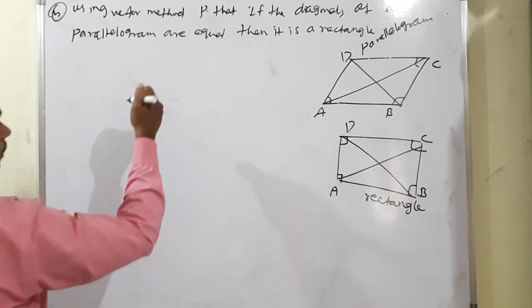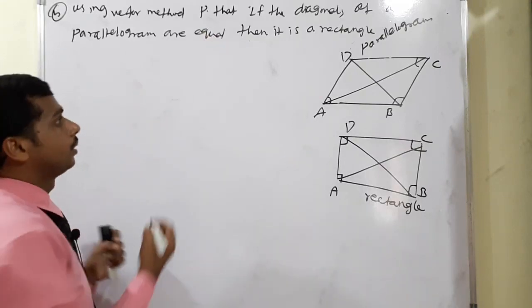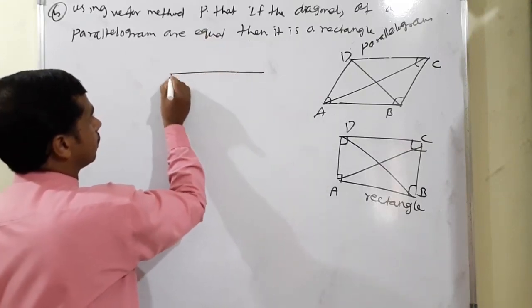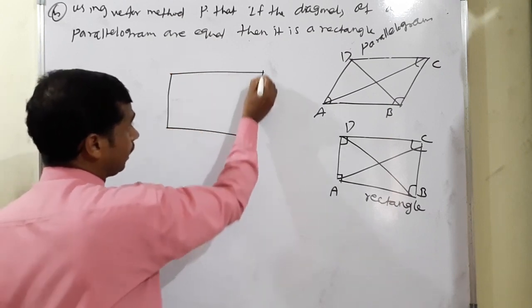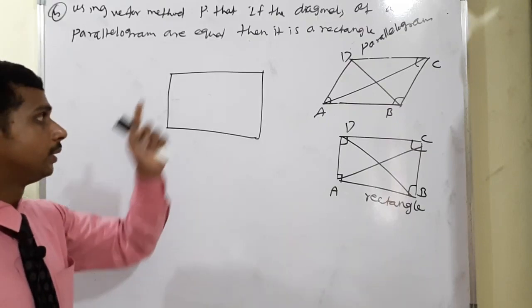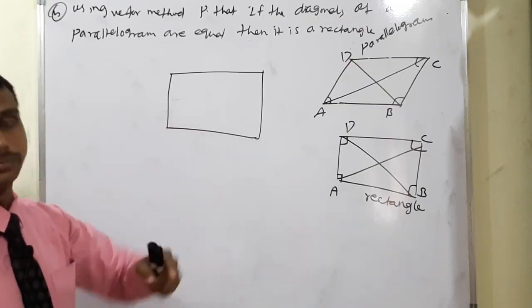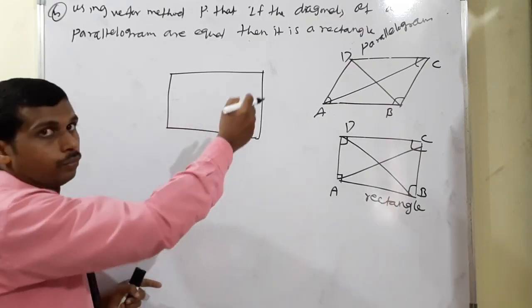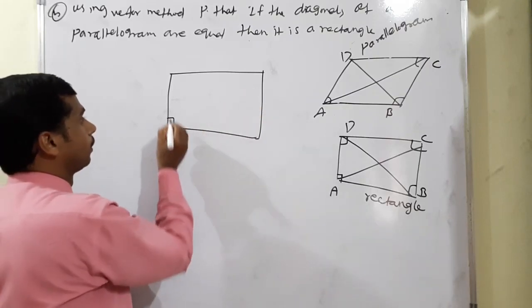But given condition, one person coming to me, they are saying the diagram is showing a rectangle, but the person saying, sir, this is one of the parallelogram, each side will be equal. But I am saying it's not a parallelogram. Why? I will explain, okay.